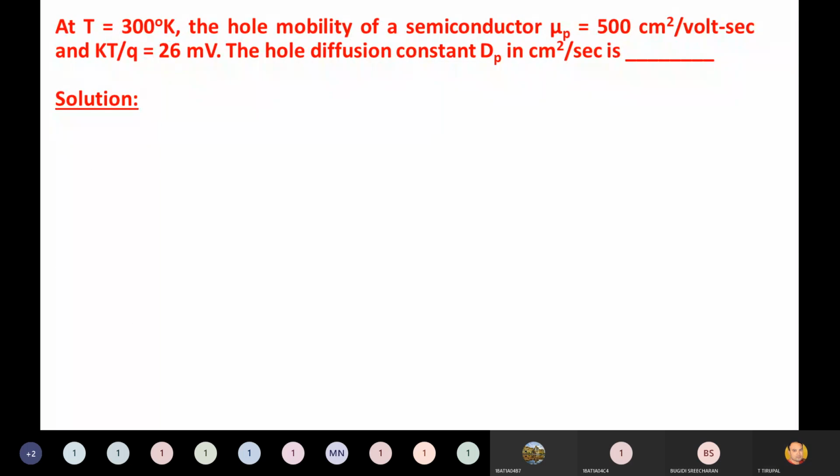Next. At T is equal to 300 degree Kelvin, the hole mobility of a semiconductor mu p is given, kT by q is given, the hole diffusion constant in centimeter square per second is dash. I told you after the point you need to go for 2 digits only, so please be careful. After the point you should remember 2 digits. Those 2 digits should be in a correct manner, otherwise your answer may go wrong.